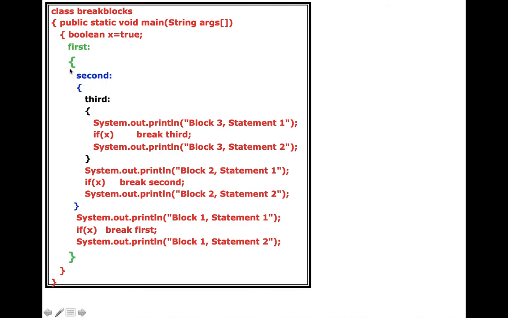See, now this green block starts here and ends here. Before this green block, I wrote first and I gave a colon. So first is the label of the green block, and the green block is now called a labeled block. So tell me, what is the label of the blue block? Second. What is the label of the black block? Third. Okay, so there are three labeled blocks. Now how will they work? Very simple. First of all, have a look at this if statement. If x, break third.